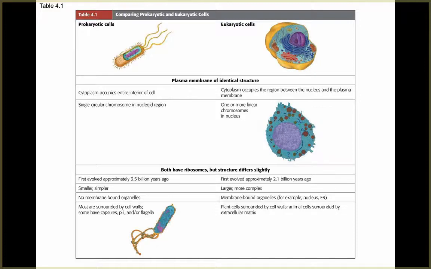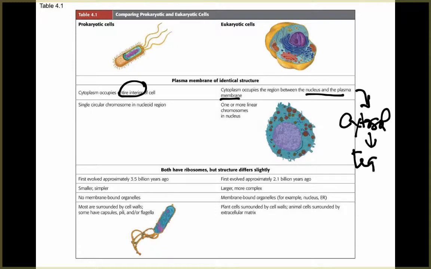Cytoplasm is going to be in the entire interior cell region for prokaryotes. And this is going to be around the regions of the nucleus, right between the nucleus and the plasma membrane. Now, cytoplasm is made of essentially cytosol, and that's just the liquid component. Cytoplasm is going to be the liquid, which is cytosol, plus all the other junk you find in it.